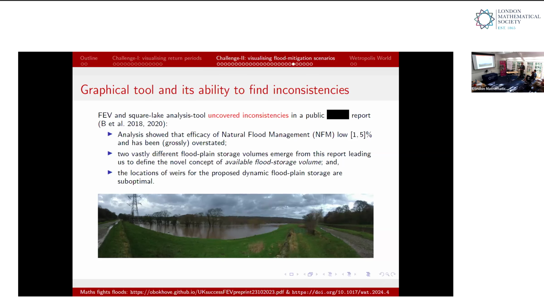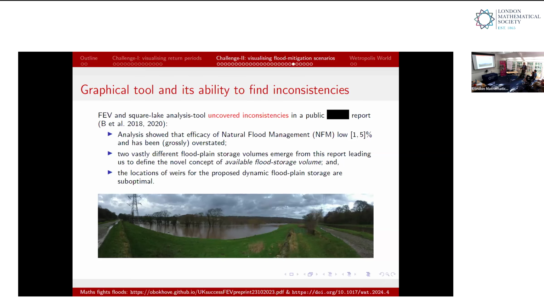It turns out also that they had 2 floodplain storage volumes in their report, which led to a novel concept, apparently, of available flood storage volume. You can ask me about it. And the location of the weirs was not optimal.